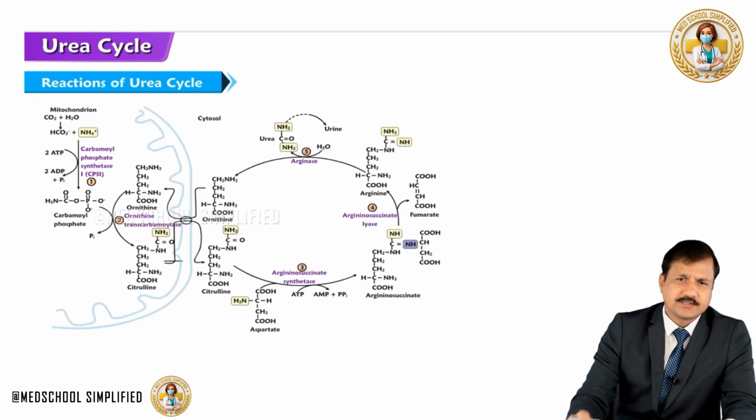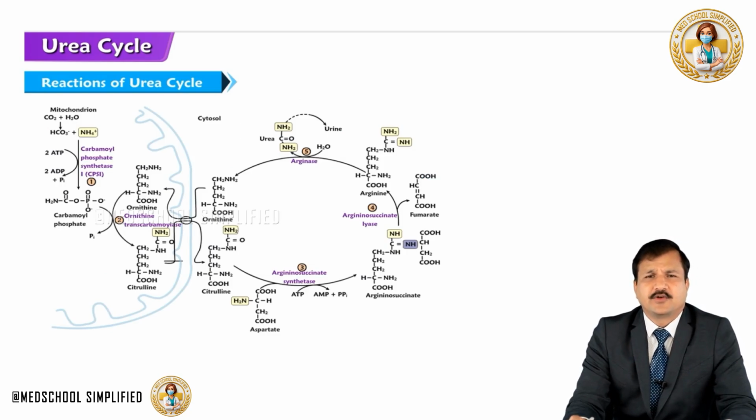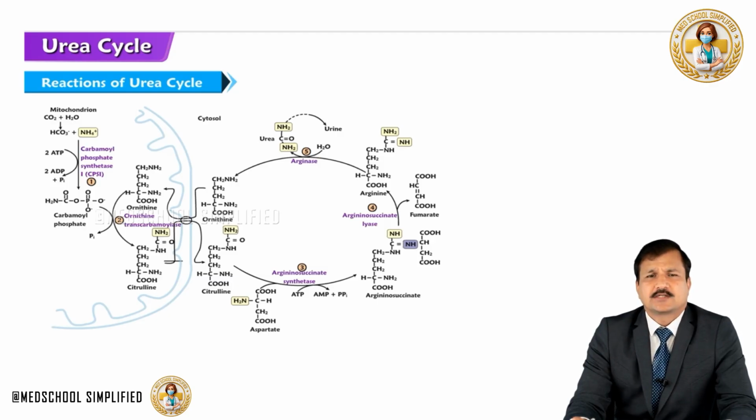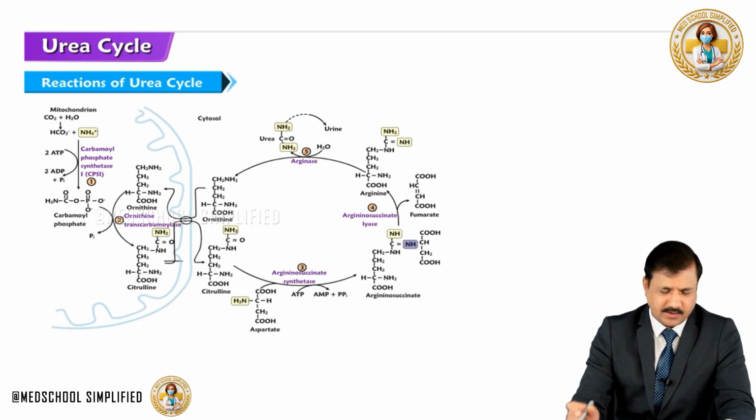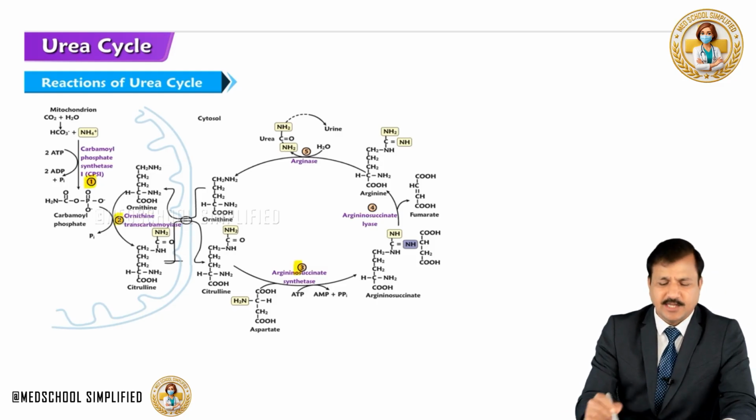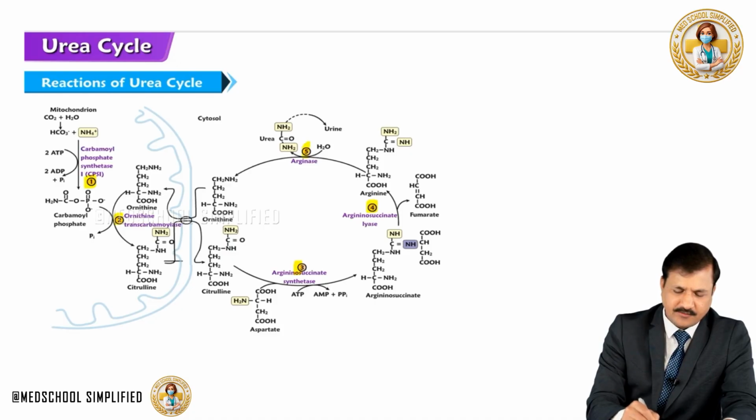Now let's move on to see the reactions of the urea cycle. As you see here in the figure, the urea cycle has 5 reactions. Of these 5 reactions, 2 are present in the matrix of mitochondria, that is reaction number 1 and number 2. Reactions number 3, 4 and 5 occur in the cytoplasm.